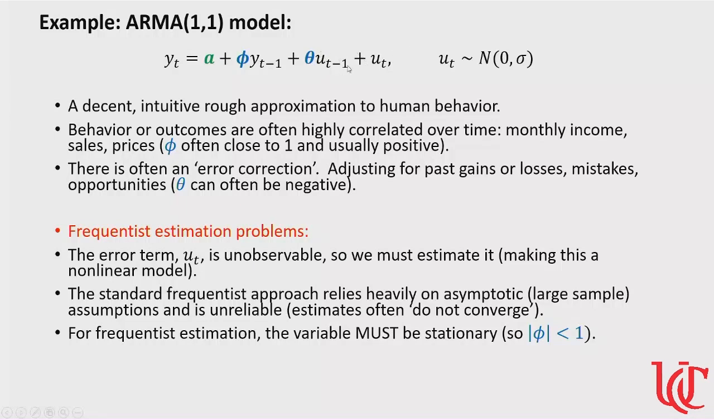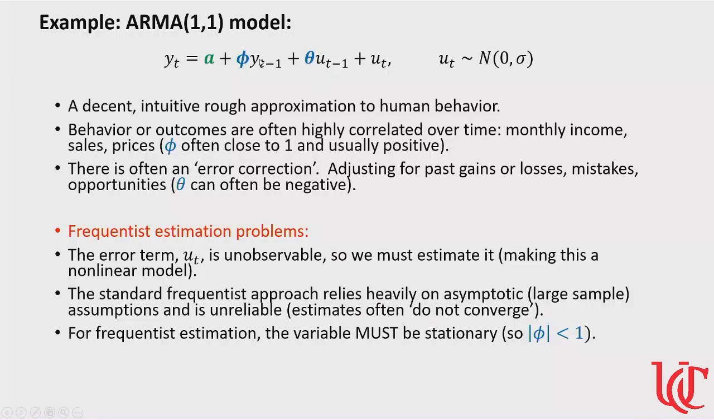So if I've got n observations, I've got n unknown parameters here, plus the theta and the phi and the alpha. The only thing that makes this work is this recursiveness in these residuals. Otherwise, you'd have too many parameters to estimate, right? Behaviors are often highly correlated over time, so phi is often close to 1.